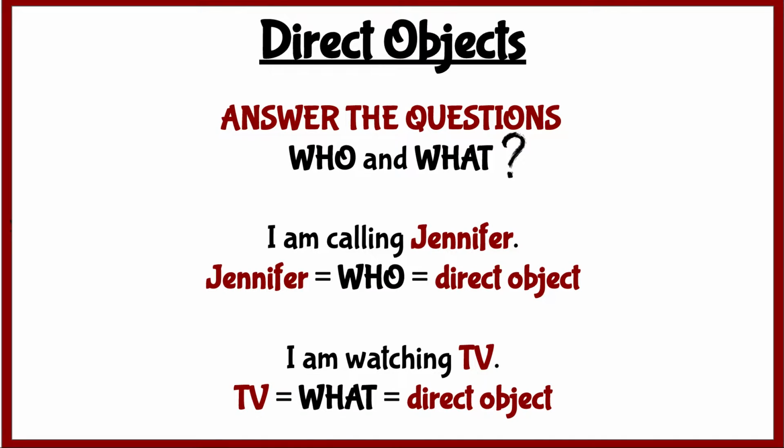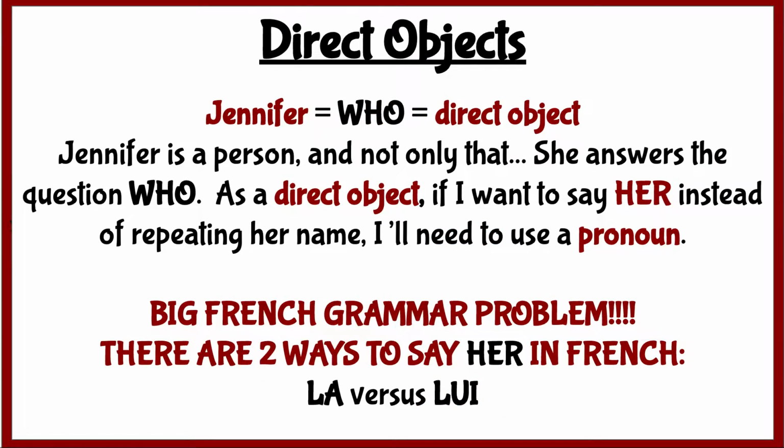So if I say, I'm calling Jennifer, who am I calling? Jennifer. So that's my direct object. Or if it's a thing, like a TV, I'm watching TV. What am I watching? Well, I'm watching the TV. That answers the question what. So that's my direct object. Now, I've got to tell you, things get tricky in French, right? So we're about to look at a big French grammar problem, okay? But we're going to solve it together. Don't worry.